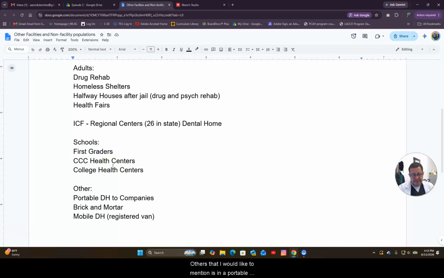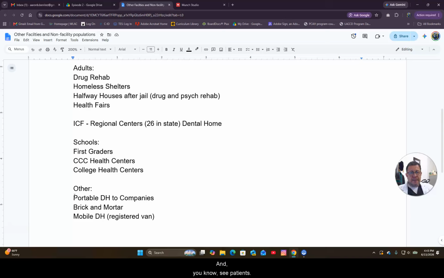Others that I would like to mention are portable dental hygiene companies. Remember the difference between portable and mobile. Mobile is a van, and portable is your equipment that you're carrying. So, portable equipment that you're carrying to go to businesses. You can go to businesses and set up, right?